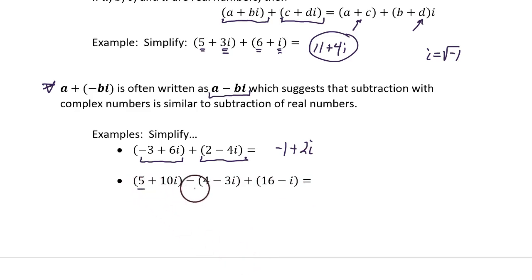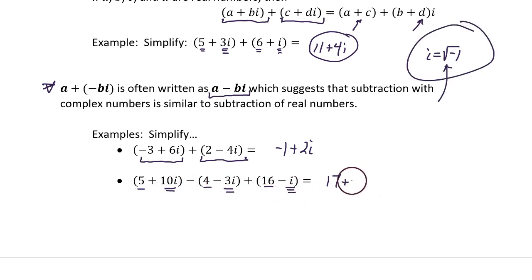This time we have 5 minus 4, which is 1, plus 16 makes 17. And then for the i terms, we have 10i minus -3i, which is 13i, and then -i, which is positive 12i. 10i plus 3i is 13i. Take away i is 12i.